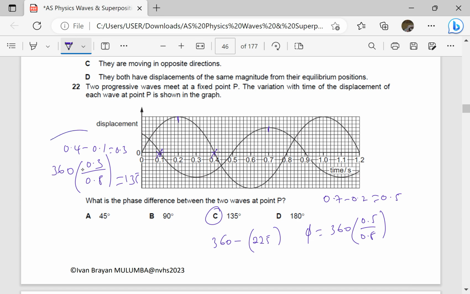So this is the easiest one. Look at corresponding points and find the time out of step. So the most appropriate answer is going to be this one here, 135 degrees. Okay, that's the end of part 2. See you in part 3, and bye bye.